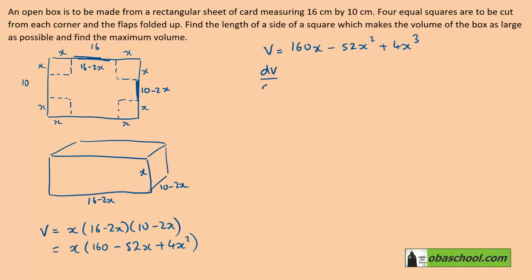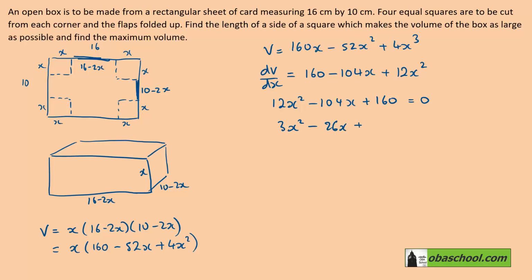So dV/dx would be 160, take away 104x, plus 12x squared. Now we want this to be 0, so that's 12x squared, take away 104x plus 160 equals 0. We can certainly divide through by 4, which is 3x squared, take away 26x plus 40 is equal to 0.